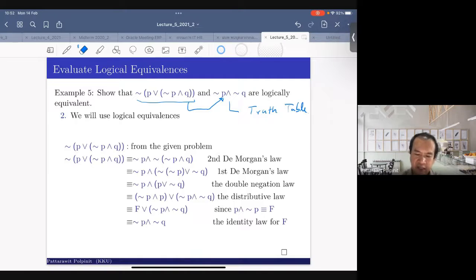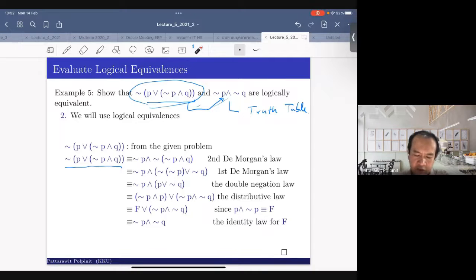In this case, I'm going to convert this one into the right hand side one, negation of P and negation of Q. So basically, I just write down the left hand side first, and I change it, trying to make it the right hand side, negation of P and negation of Q. So you have negation of P or negation of Q, and P and Q.